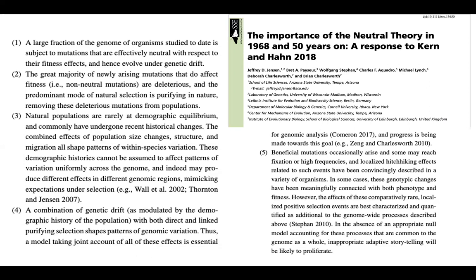The most important point, though, is point number one. That a large fraction of the genome of organisms studied to date is subject to mutations that are effectively neutral with respect to their fitness effects, and hence evolve under genetic drift. The other points clarify and expound on exceptions, but this is the bread and butter of neutral theory, that most evolutionary change at the molecular level is due to genetic drift. If that's true, everything else follows smoothly.